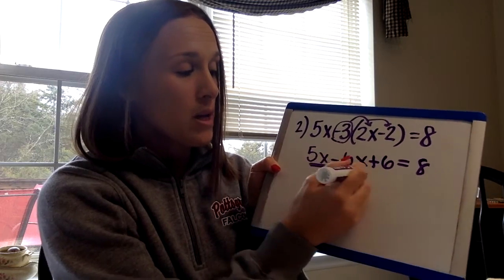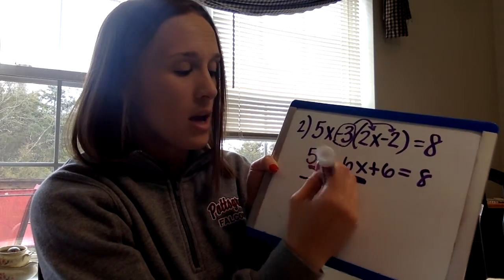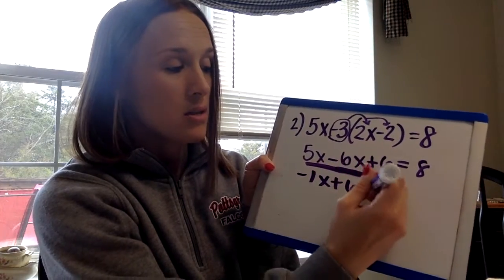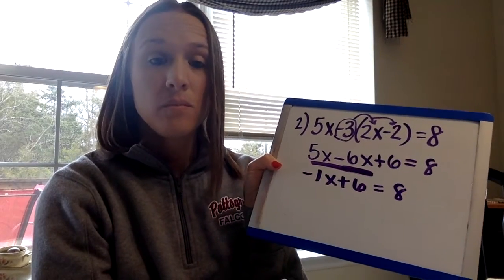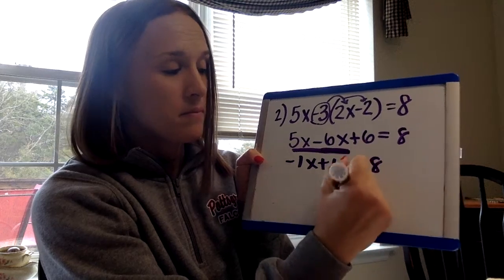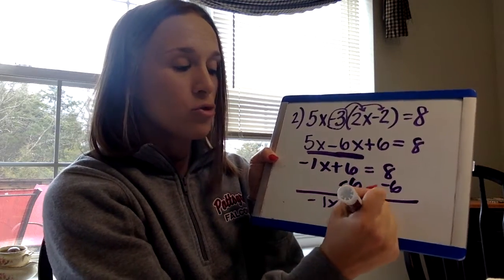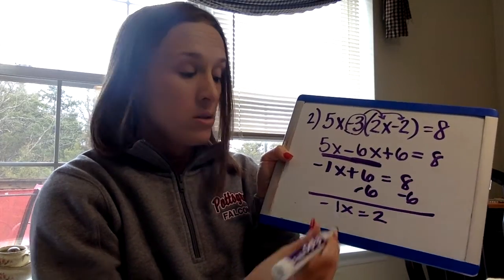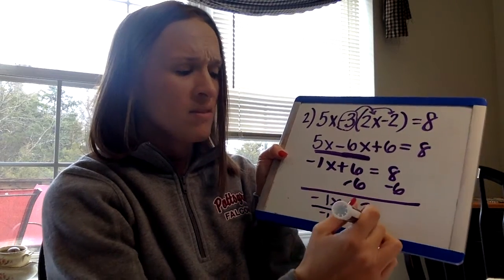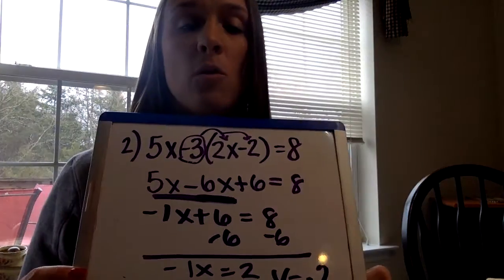Combine like terms right here. We all know how to do that. 5x minus 6x is negative 1x plus 6 equals 8. Subtract 6. Negative 1x equals 2. Divide by negative 1. This answer is negative 2 as well. So x equals negative 2. That was just a coincidence.